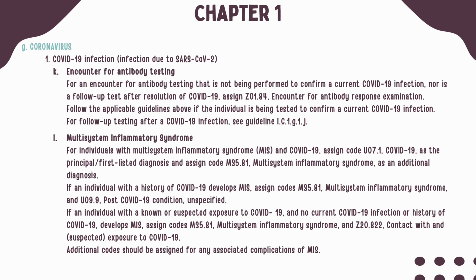When a patient has multi-system inflammatory syndrome, or MIS, and COVID-19, you will assign code U07.1 as the first listed diagnosis, followed by M35.81. If the patient has a known or suspected exposure of COVID, there is no current COVID-19 infection or a history of COVID-19, and they develop MIS, you will assign codes M35.81 and Z20.822. If there are any associated complications of MIS, additional codes should be assigned for those complications.